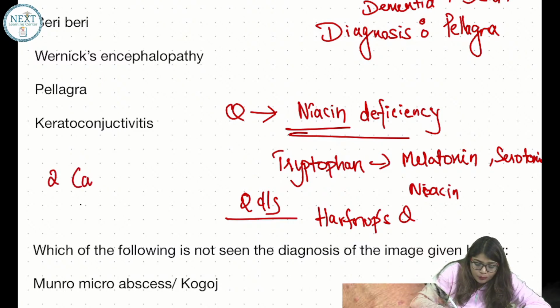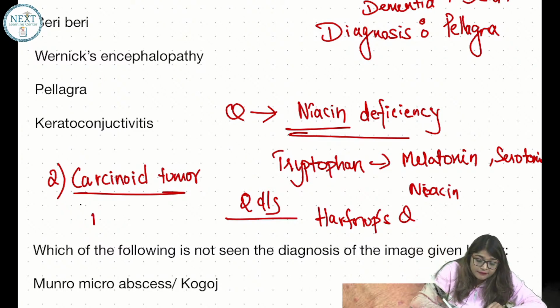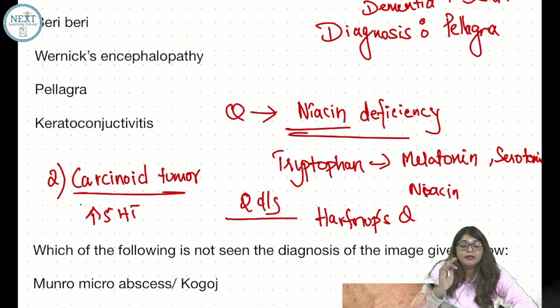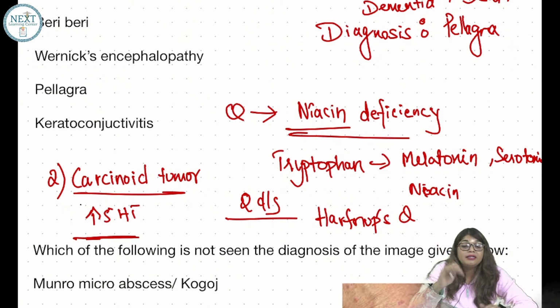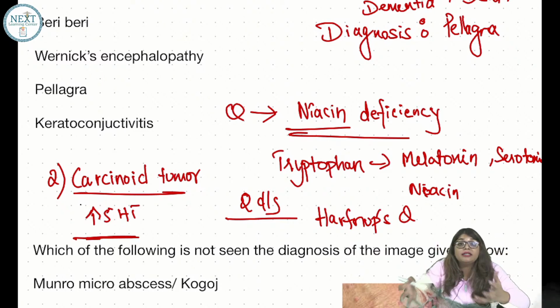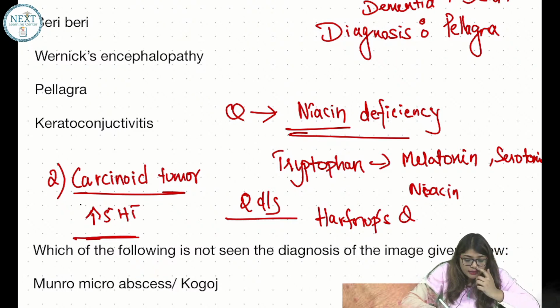The second one is carcinoid tumor. This is due to increased levels of 5-HT, which is nothing but your serotonin. So if your tryptophan is so involved in making your serotonin, it ultimately is not enough to make B3 or your melatonin, right? So that's why they have pellagra-like symptoms.